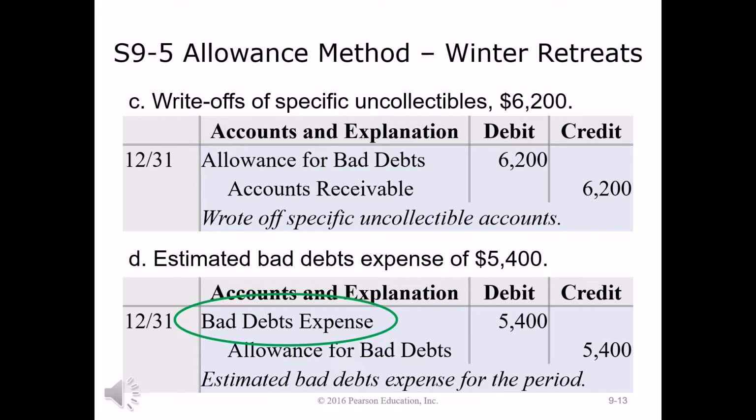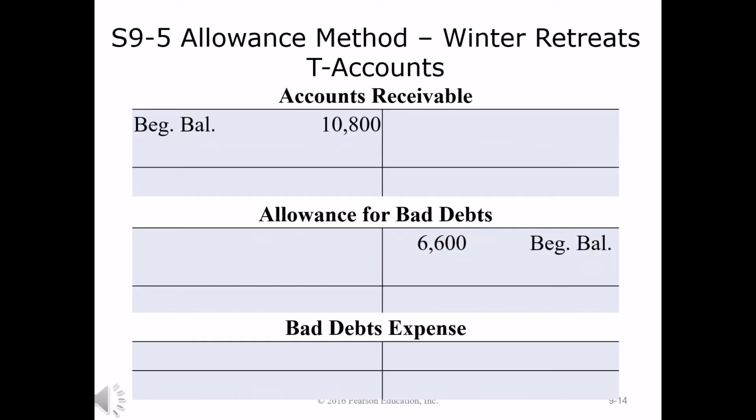Let's do the T accounts for each one of these journal entries that we just did. We're going to say that our accounts receivable account has a beginning balance of $10,800 and our allowance for bad debts account has a beginning balance of $6,600. The first transaction to post is our net credit sales. You'll see here we're posting our debit to accounts receivable. Our credit would go into our sales revenue account, which we're not looking at here. Next, we'll report our credit to accounts receivable for the cash collections we have taken in.